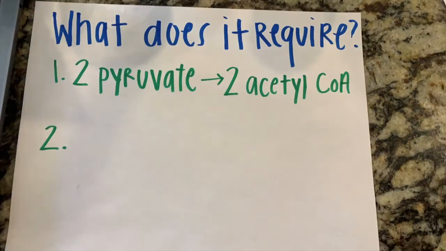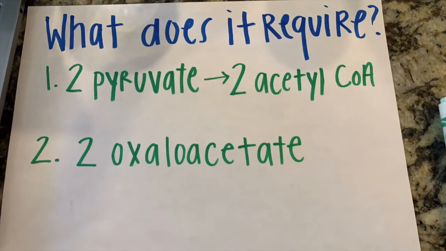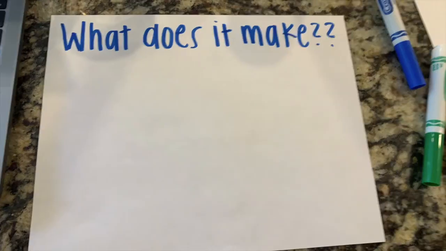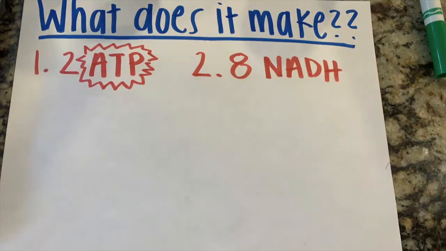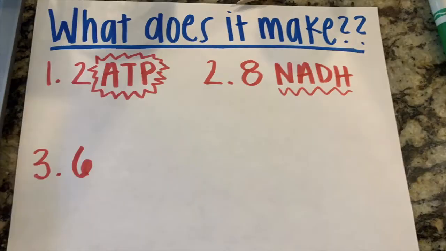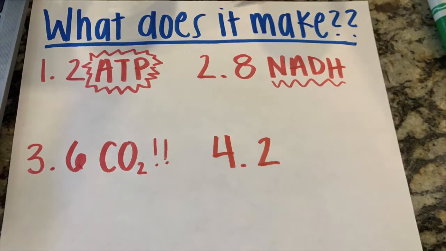What does the cycle require? The input is 2 pyruvate, which is converted into 2 acetyl-CoA and 2 oxaloacetate. What does it make? It makes 2 ATP, 8 NADH, 6 CO2, and 2 FADH2.